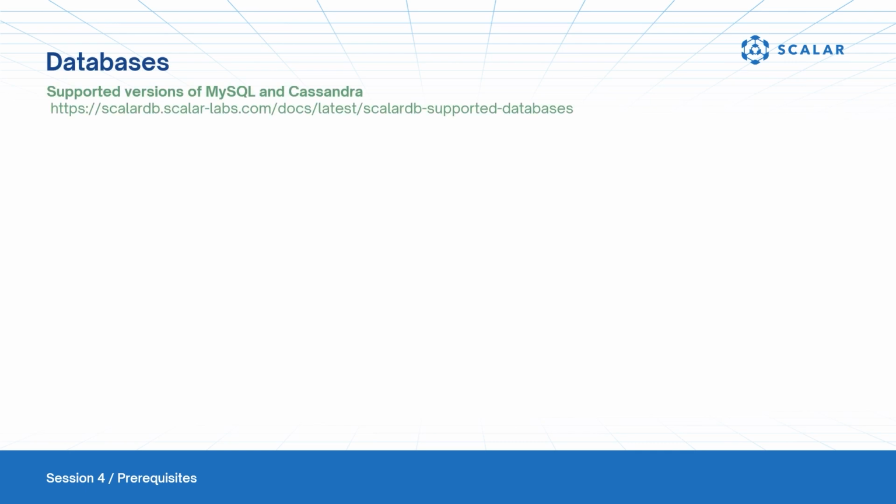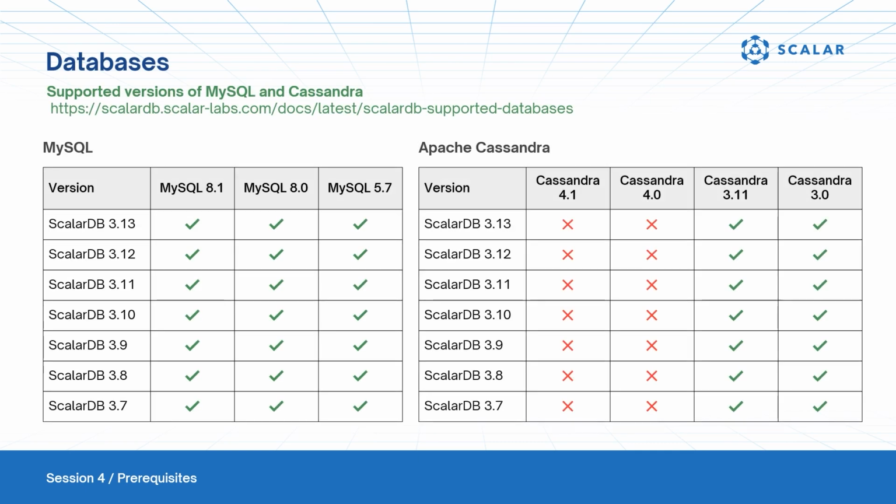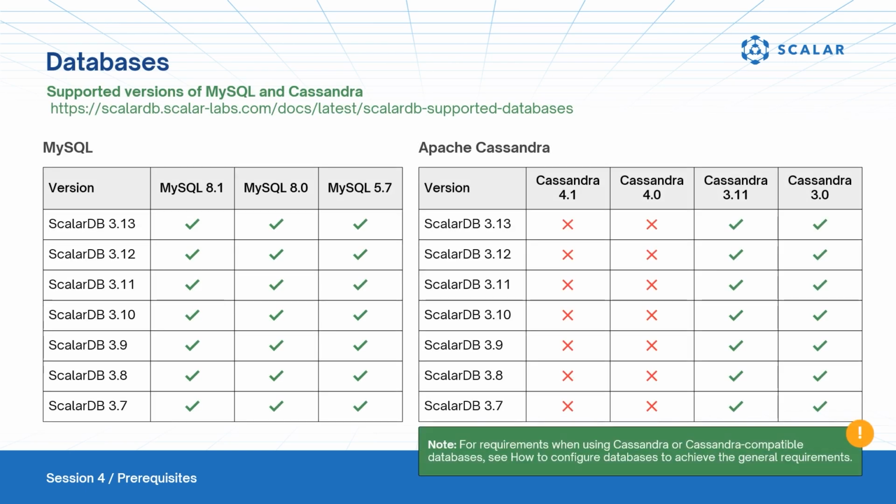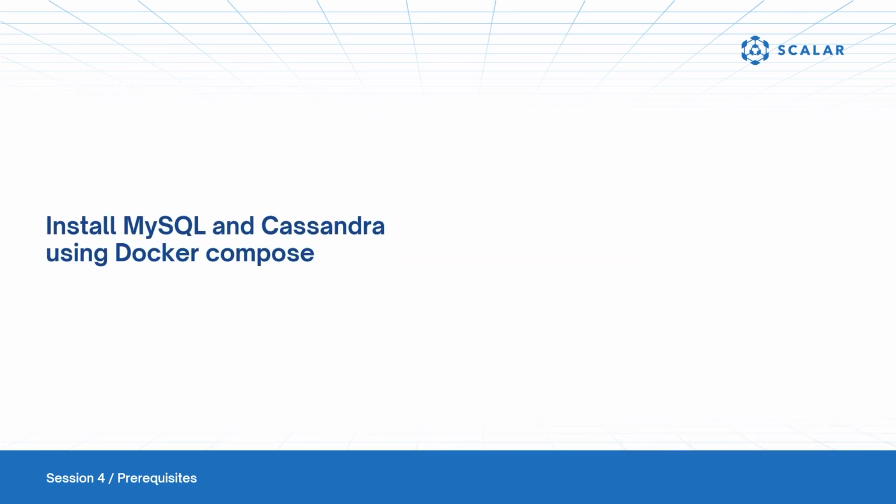We will install MySQL 8 and Cassandra 3.11 as databases supported by ScalarDB in this session. There are several options for the installation of these databases. Here we will demonstrate the simplest installation using Docker Compose. In a Windows environment, you can achieve the same results with an Ubuntu terminal environment on Windows, with WSL, that is Windows Subsystem for Linux, and using a Docker environment.